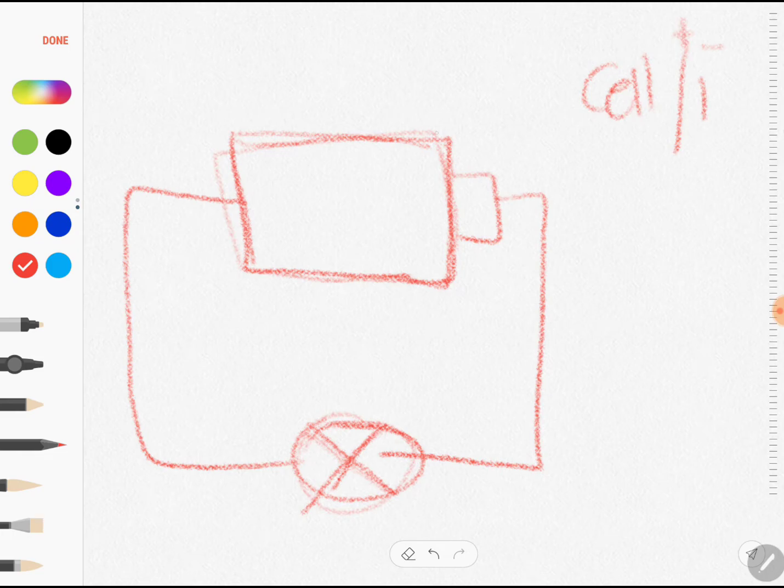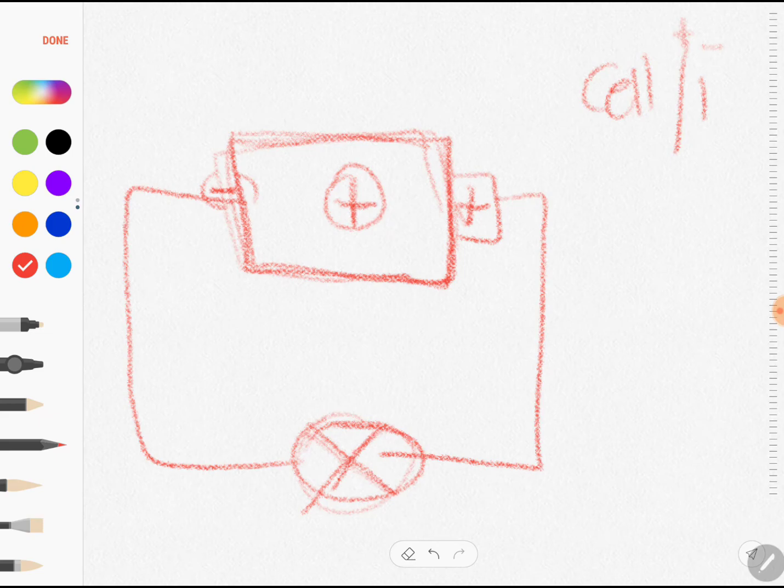Okay, so if this is our battery, we know that this end is the positive terminal and this end is the negative terminal of the battery. And if we are going to draw electric field lines, we know that electric field lines go out of positive and into negative. Okay, so I'll erase that line first. Okay, what if we have a positive test charge here?